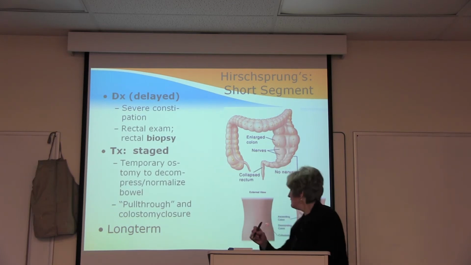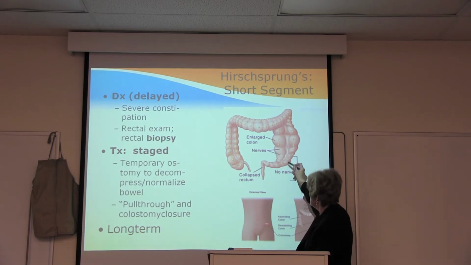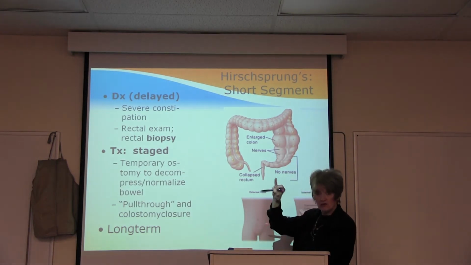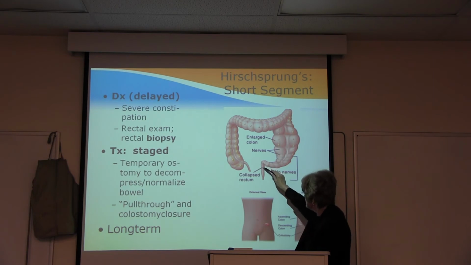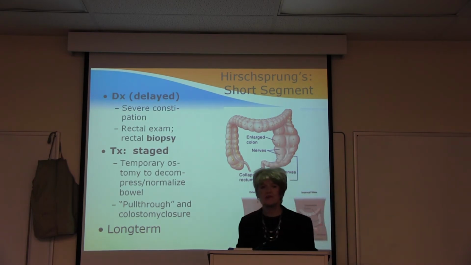And here, again, what you would see: flat x-ray, transitional zone of narrowing, very distended, dilated descending colon. Rectal exam, probably explosive elimination of stool and gas. You do a rectal biopsy, and what's it going to show? No nerve cells. Okay, so now we have a diagnosis.